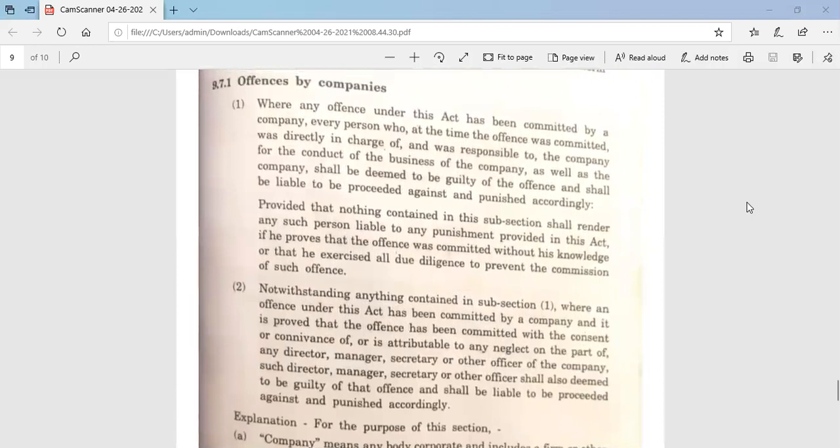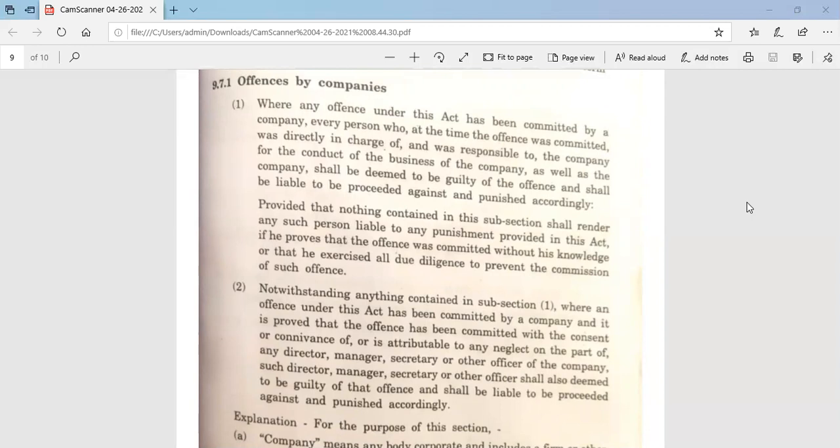So, offenses by the company. Where an offense under this act has been committed by a company, every person who at the time the offense was committed was directly in charge of and was responsible to the company for the conduct of the business of the company, as well as the company, shall be deemed to be guilty of the offense and shall be liable to be proceeded against and punished accordingly.